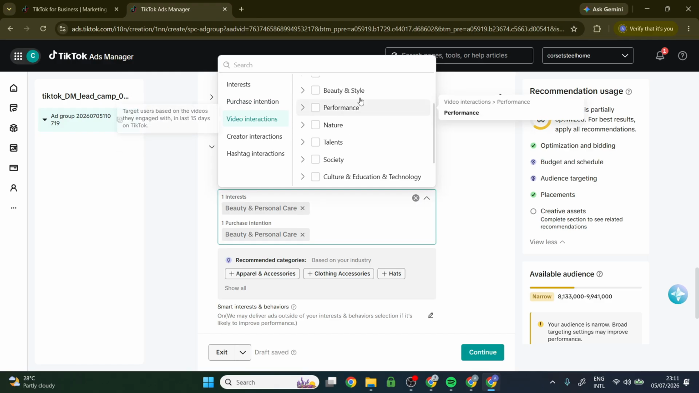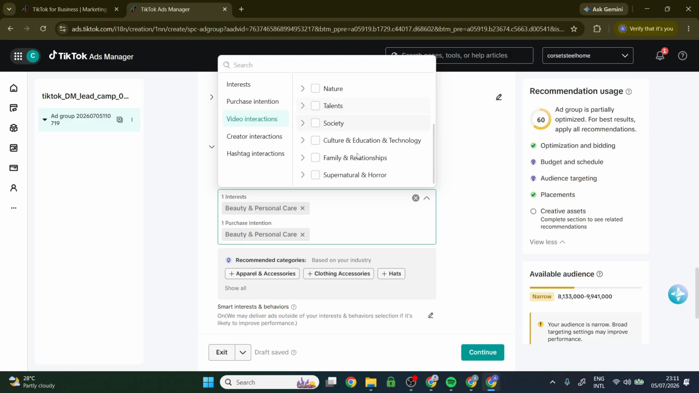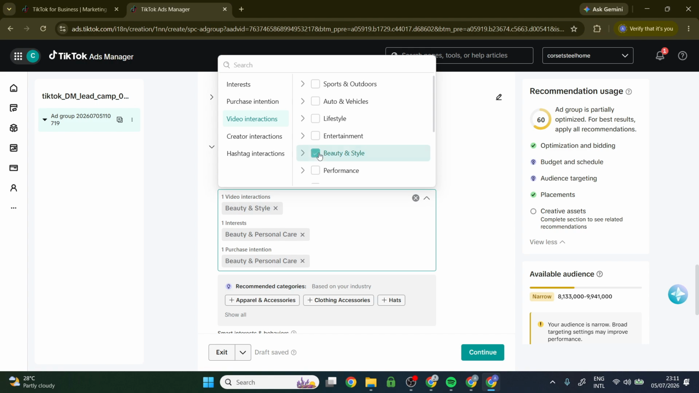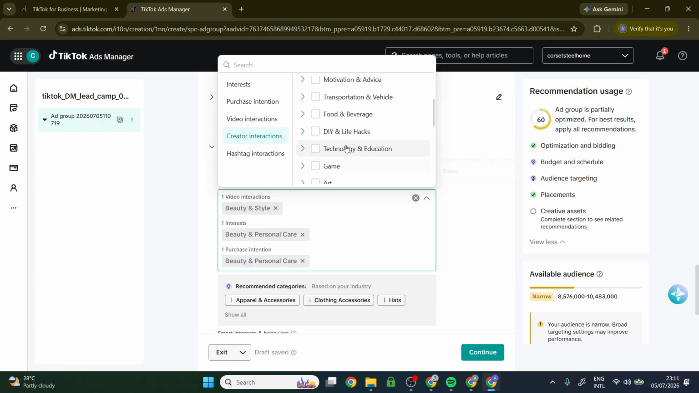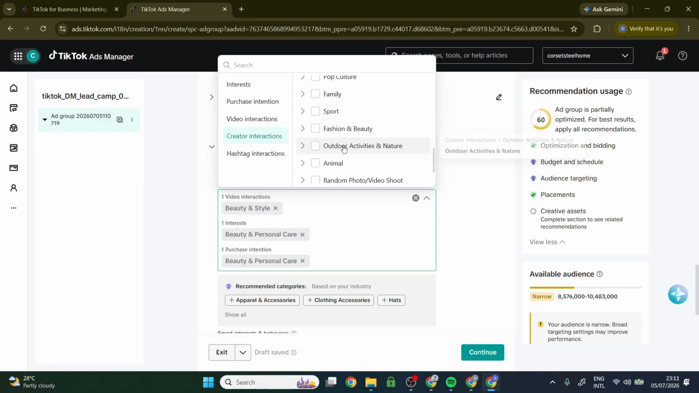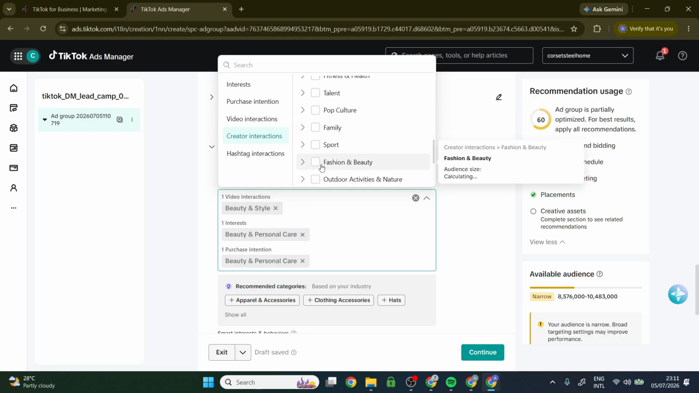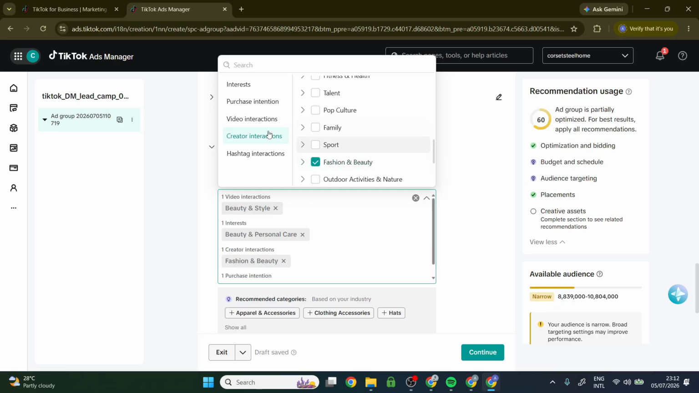Then let's look for video interaction of people who are also interested in beauty. For this, I think I saw something, beauty and style, so we are going to select this beauty and style. Then for creator interaction, there's daily, occupation, drama, football, fashion and beauty, outdoor. So I'm going to be selecting this fashion and beauty.